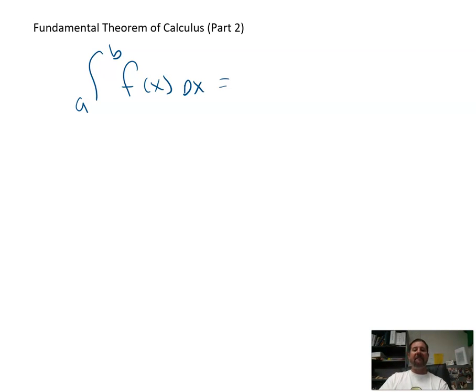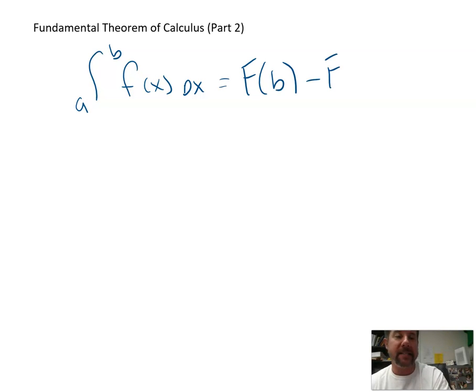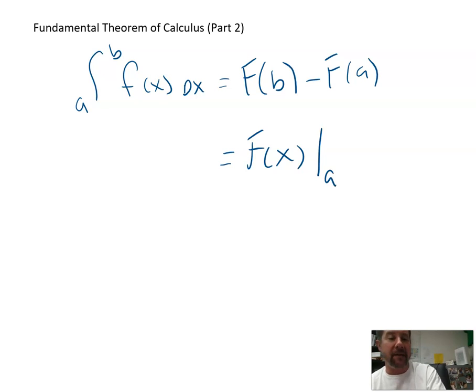Okay, if we want to evaluate the integral from a to b of f of x dx, and I want to do it algebraically as opposed to geometrically like we did yesterday, what we're going to do is this integral is equal to, remember capital F is the antiderivative of little f, so this is equal to big F of b minus big F of a. That is the second part of the fundamental theorem of calculus. It is saying that we can take the antiderivative of our function, and then we're going to evaluate that from a to b.